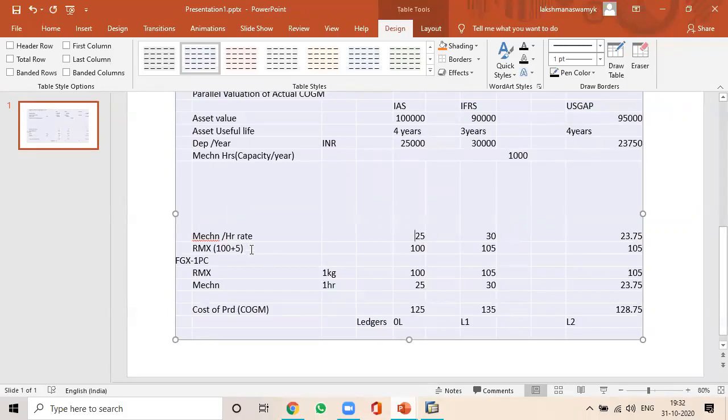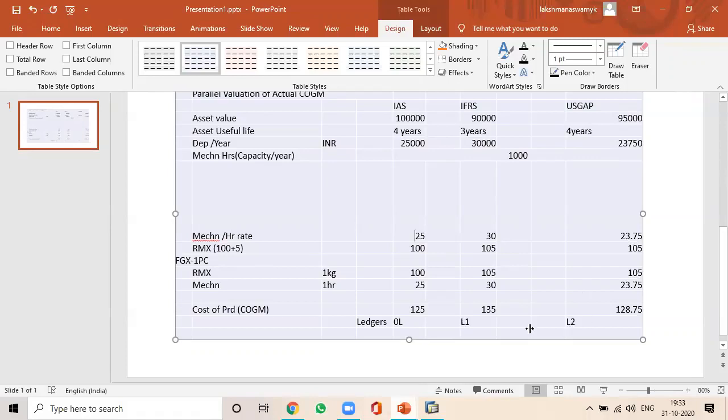Then we are using raw material X. We are purchasing raw material X. So in IAS, according to Indian accounting standards, the raw material is evaluated at the invoice price or procurement cost. Let us say that is 100 rupees. But according to IFRS, the raw material purchase price can include freight charges also. So freight charges is 5 rupees per unit. Let us say 105 rupees. And US GAAP also has the same principle. Freight is allowed to be included in the raw material cost.